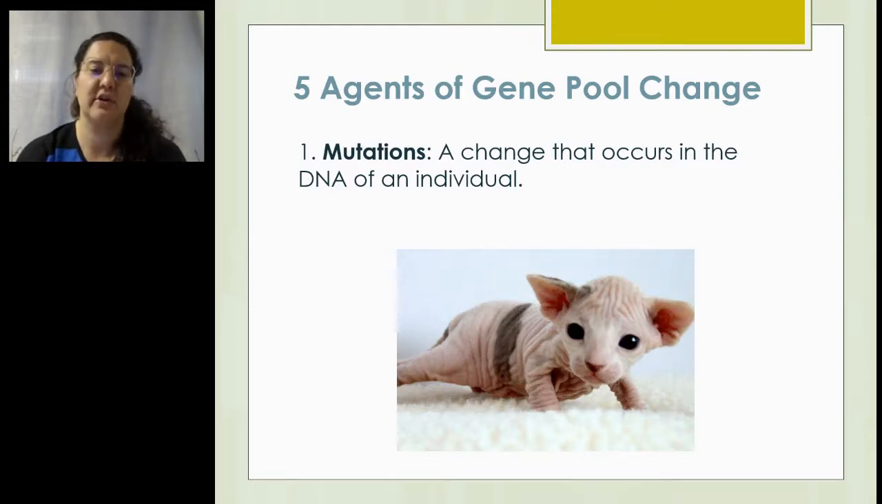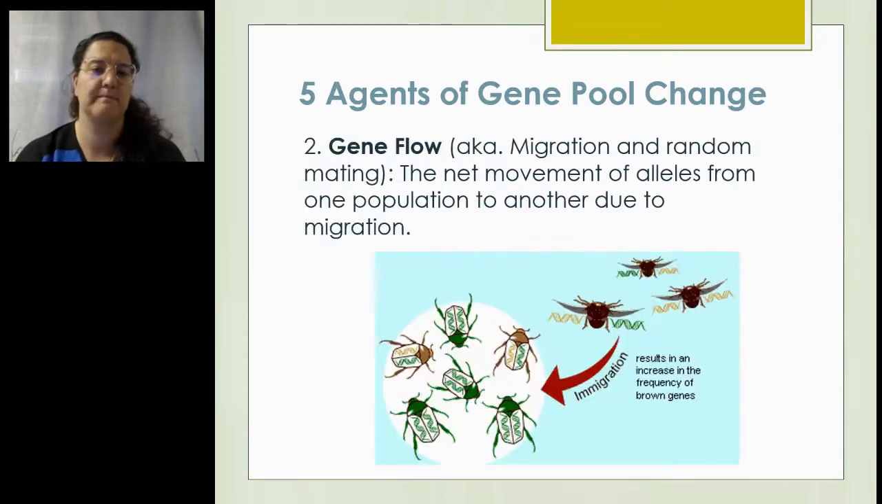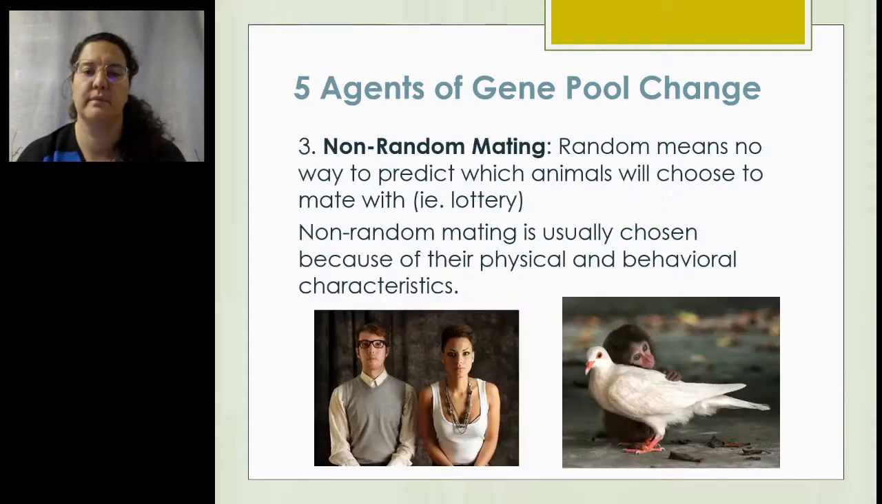And these are changes that occur in the DNA of an individual. So this would change the genes in a gene pool because an individual's genes were changed through a random chance mutation or a mutagenic substance. Okay. We can have gene flow, which is because of migration and random mating. So the net movement of alleles from one population to another due to migration. So if you took some elk from Elk Island National Park and you moved them to Wood Buffalo National Park, we'd be changing the gene pool in Wood Buffalo National Park.